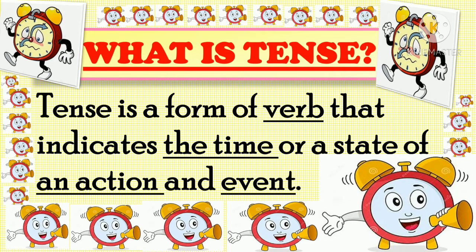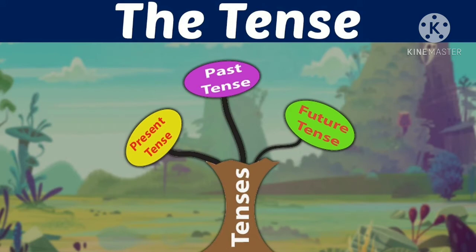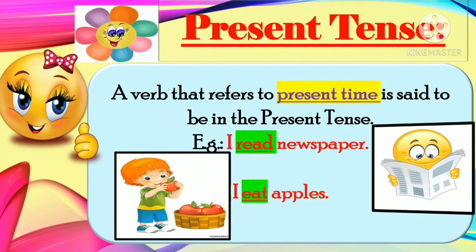Children, now let us see what is tense. Tense is a form of verb that indicates the time or state of an action and event. And we all know that there are three types of tenses: present tense, past tense, and future tense. Now let us look at what is present tense.